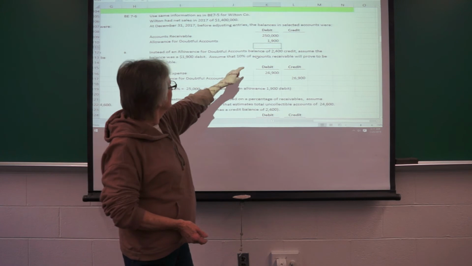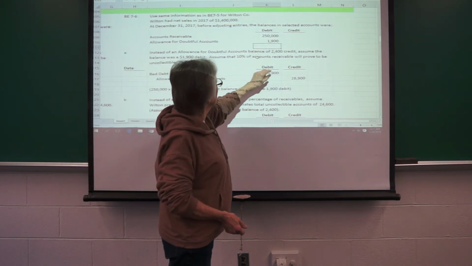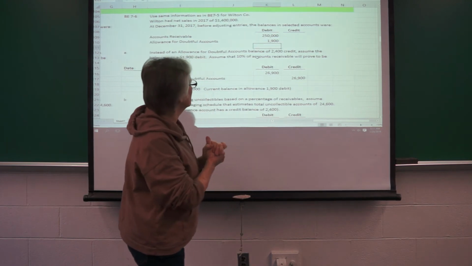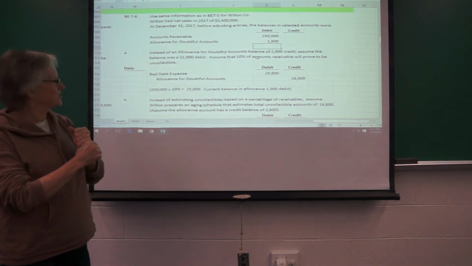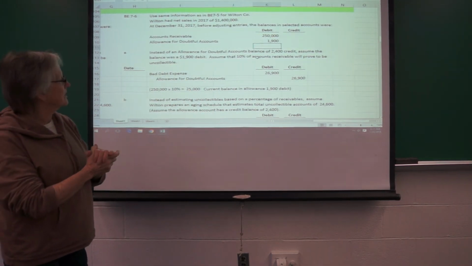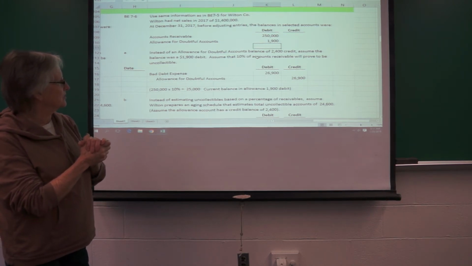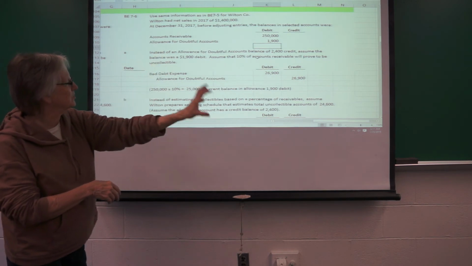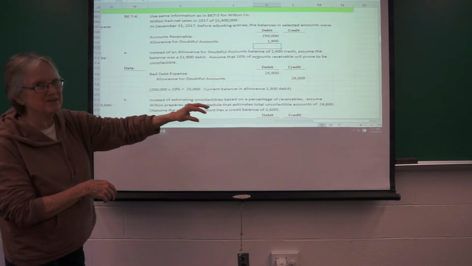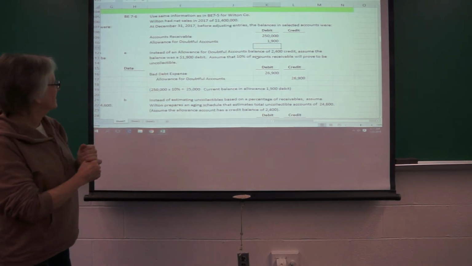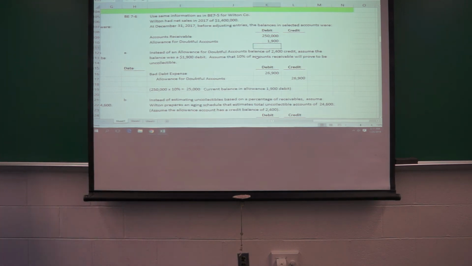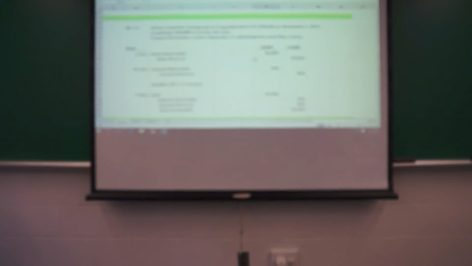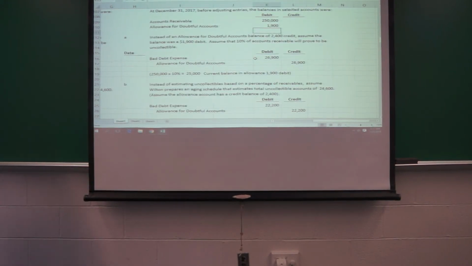Well, if you've got a debit of 1,900, you're going to have to go 26,900 minus 1,900 would give you the 25,000. And again, it's easiest to set these up as a T account because then you can see exactly what needs to happen. You've got a debit in the allowance account of 1,900. You want to end up with a credit of 25,000. What does it take to get there? Okay, so I think that's all of those.